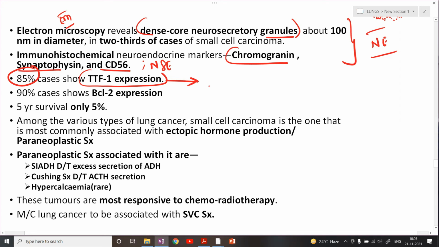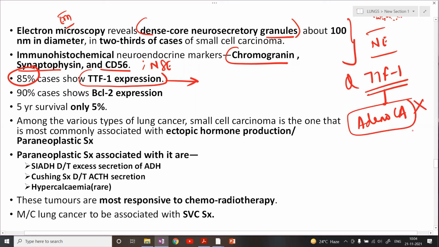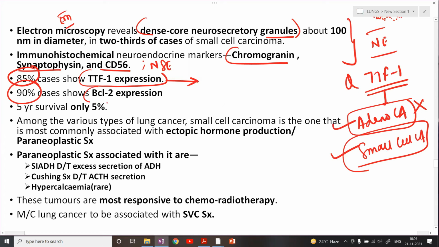Now, which other lung tumor also shows TTF1 expression? Adenocarcinoma. Very good, fantastic. Adenocarcinoma also shows it. So remember, if you are asked which lung tumor expresses TTF1, and you have to choose any one, your answer should be adenocarcinoma first. If adenocarcinoma is not in the options, then you go for small cell carcinoma. If you have multiple choice, choose both of them. Is it clear now?